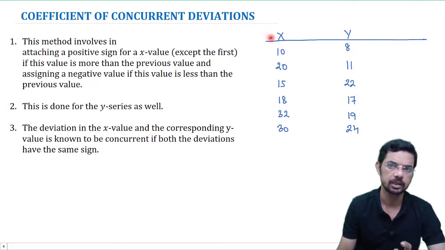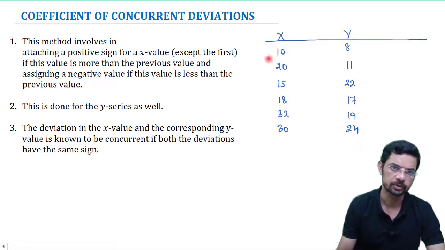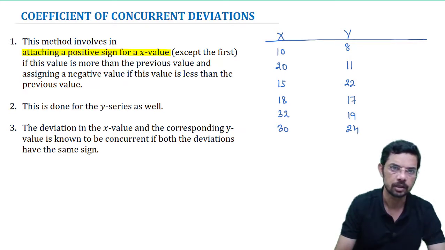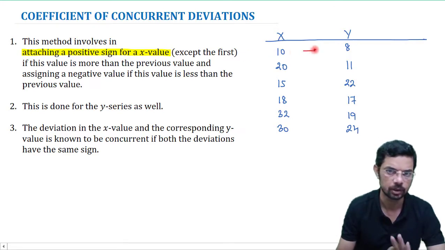Now we are interested in the type of change that occurs in each of the series. So in the X series, this method involves attaching a positive sign to an X value, except the first, if this value is more than the previous value, and assigning a negative sign if this value is less than the previous value. For the first value we don't attach any sign.